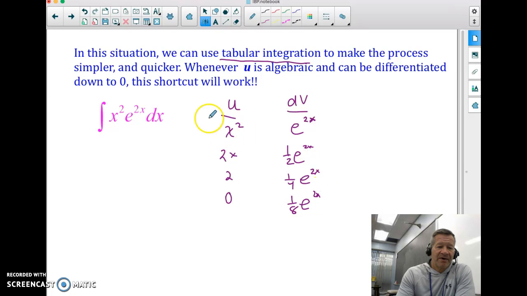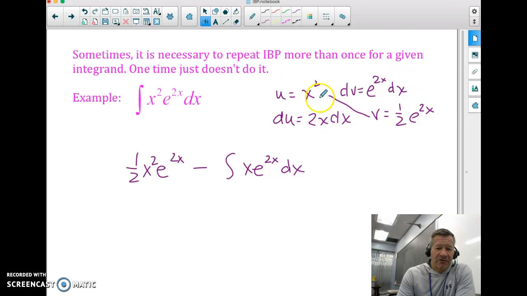Now, what am I doing here? If you look at the previous page, I go uv minus v du. Then if I would do this again, I would have to let u equal x and dv equal e to the 2x dx all over again. And I'd go uv minus v du again. You notice signs alternate. The uv is positive, the v du is negative.